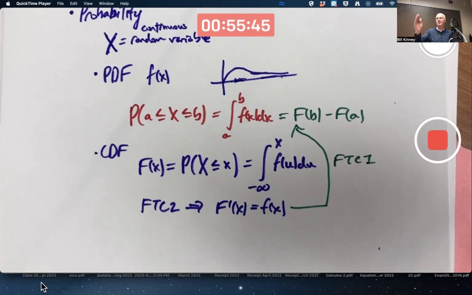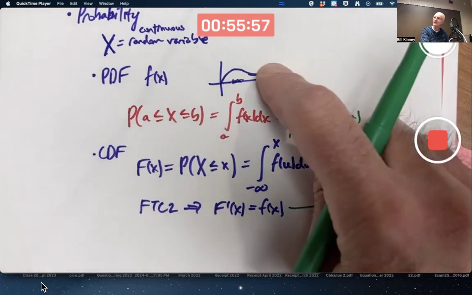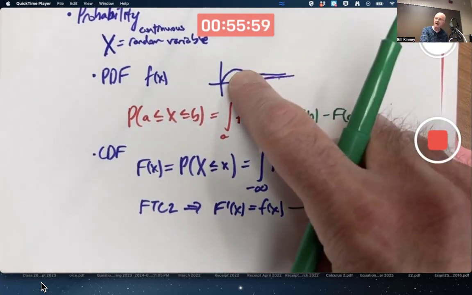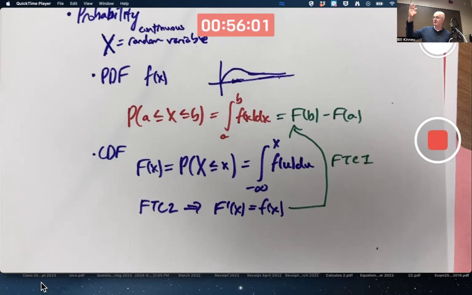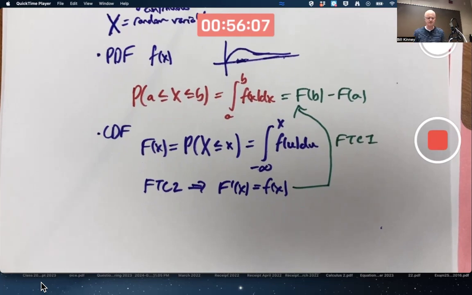Where the graph of capital F is highest in slope is where probabilities are accumulating fastest, because the derivative of capital F is little f. Little f is telling you the slope of capital F. If it's highest there, that's where the graph of capital F is going to be steepest. And these are both useful functions.